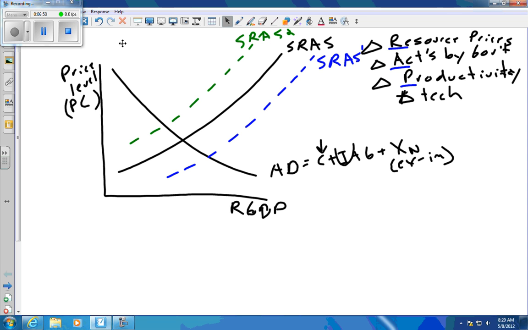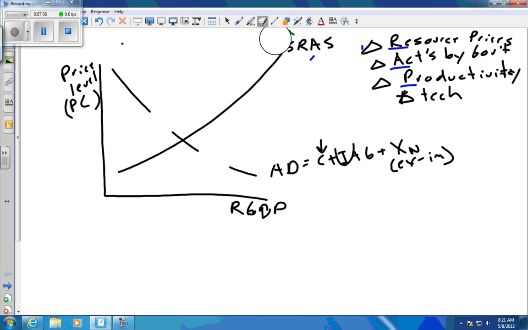Okay, and the same thing is now going to hold true for the aggregate demand curve. Let me just erase these lines here. Okay, starting back with our original short-run aggregate supply, original aggregate demand.